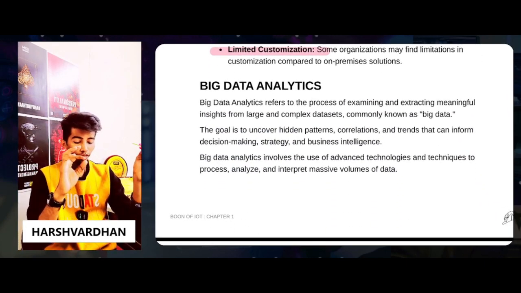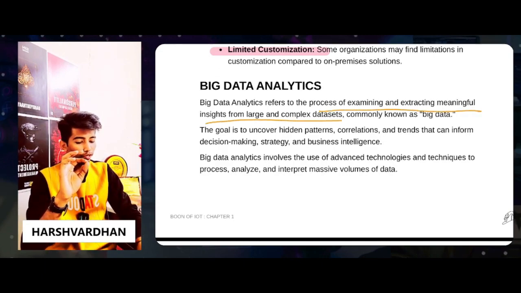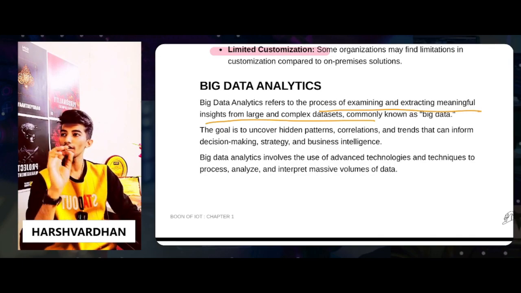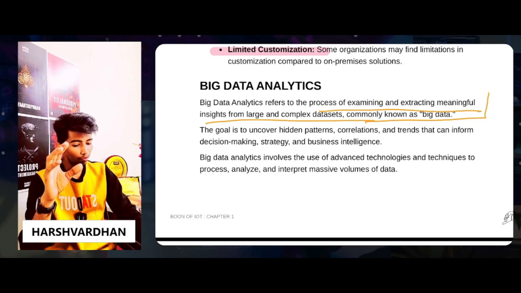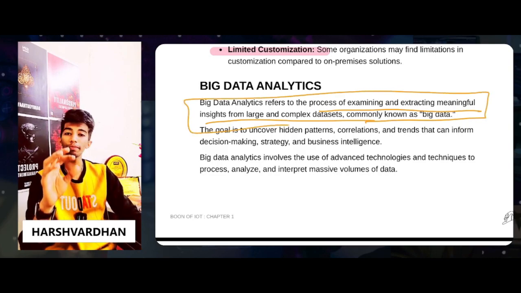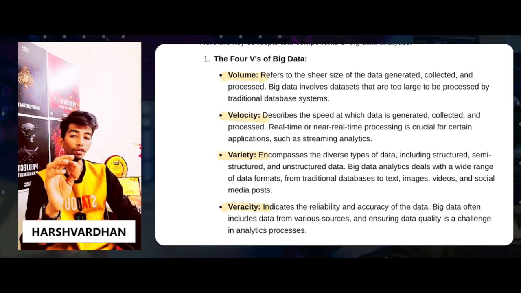There is one more thing which we learn about, big data analytics, which refers to the process of examining and extracting meaningful insight from large and complex data sets. When you have large and complex data sets, at that particular time you require a proper understanding of it, where big data analytics comes into play. So here there are the 4 V's of big data. Let's take a quick look at that.